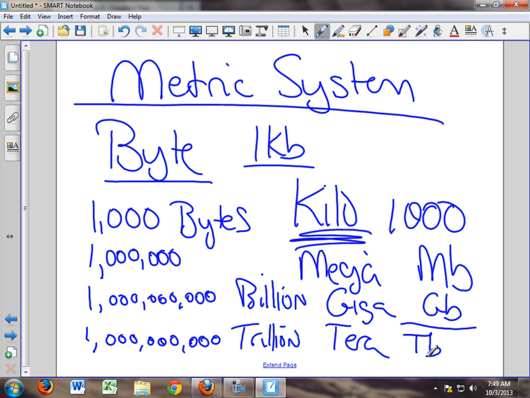So if I said it had 1,500 gigabytes of storage, equals how many terabytes, you would say? 1.5. Okay? And the test should have had questions like that on it, because you should be able to transfer back and forth, and there's a reason for that, and we'll get to that in the motherboard section. So that's our metric system as it relates to storage.